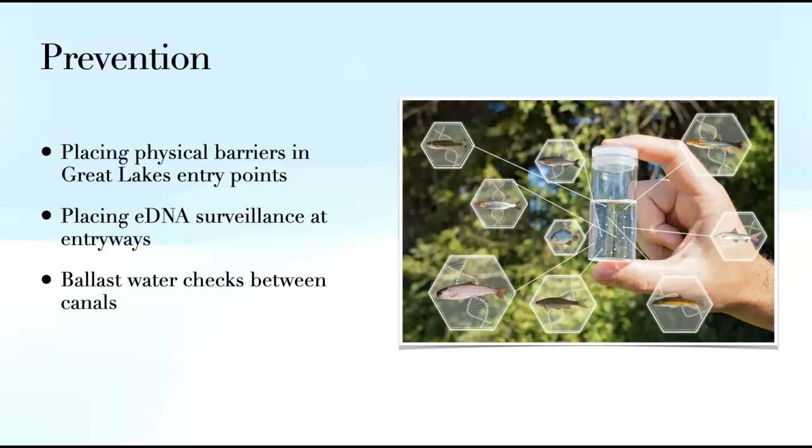Prevention is very important as well. Very simply, we can place physical barriers in the Great Lakes entry points so the fish cannot enter. We can place eDNA surveillance at entryways, which notifies the government or other people in charge when a non-native invasive fish was seen entering the Great Lakes, and also through ballast water checks when ships enter through different canals.